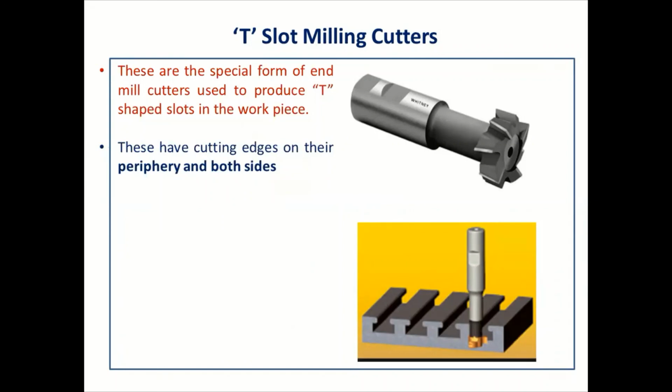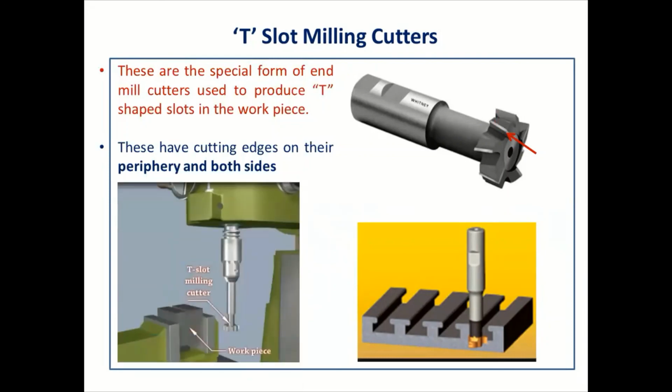So these are the cutting edges on their periphery, and on both sides also you can see the cutting takes place. On the side also there are cutting edges available. So this is on the side and this is from the periphery, right? Then I'm showing that we are holding this cutter in the vertical milling machine to produce the T slot there.